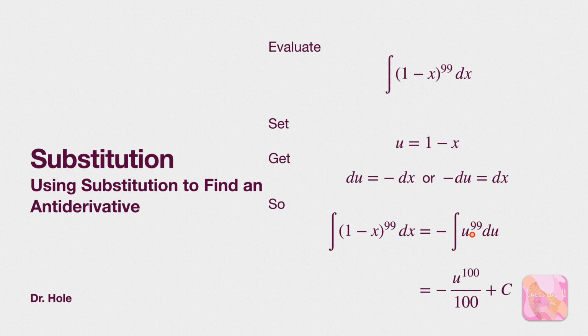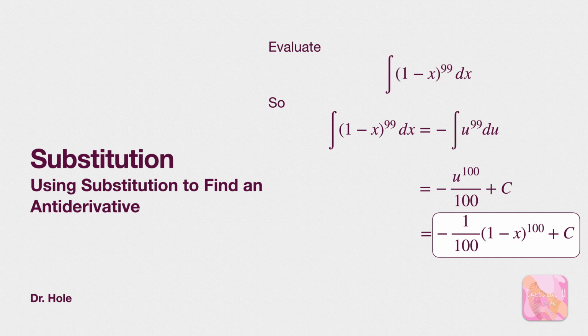And this is an elementary integral, which we know how to evaluate. So we go ahead and we do that. We increment the power 99 to 100 and divide by that new power. This is an indefinite integral, so we pick up a constant of integration. Fantastic.